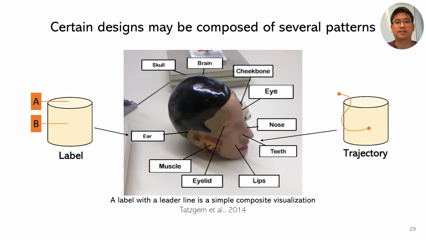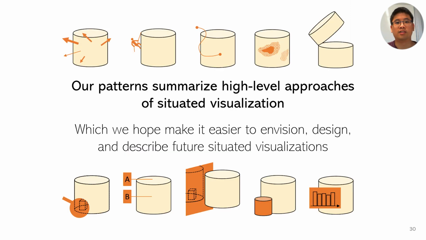On the other hand, certain designs may be composites of these 10 patterns. As a basic example, a label with a leader line is technically a combination of a label and a trajectory. Overall, our 10 patterns summarize common high-level approaches for situated visualization, which we hope makes it easier to envision, design, and describe future situated visualizations.